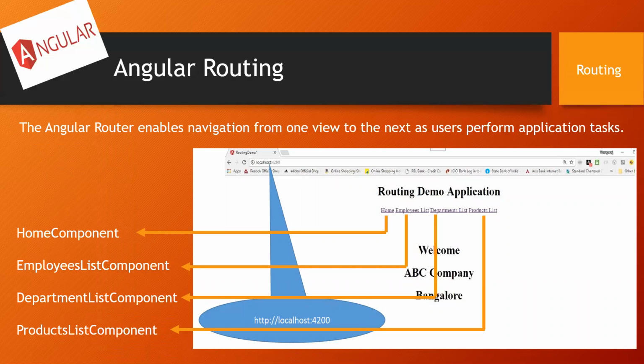Next is Angular routing. Angular routing basically enables navigation from one view to the next as the user performs some actions. You can see we have a sample application here, a routing demo application. We have four components: home component, employees list, department list, and products list. All these four components will have their own separate views or templates. And by default, the Angular application runs on port number 4200, as you can see in the application.